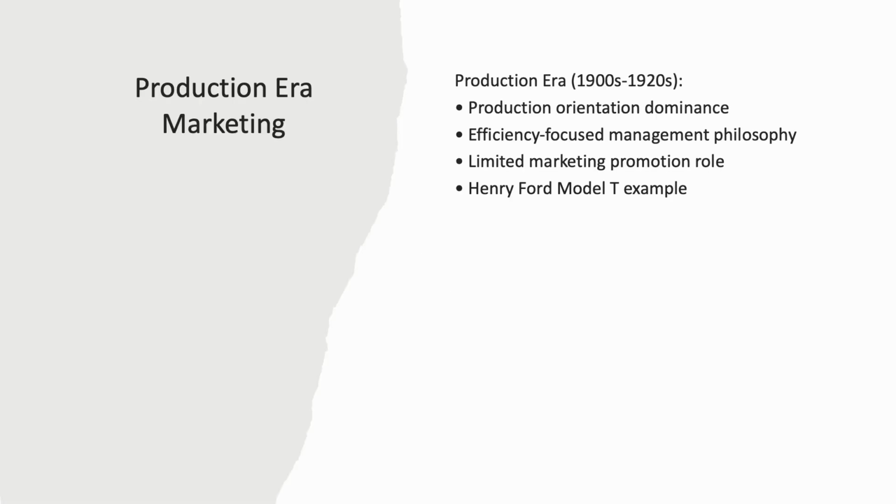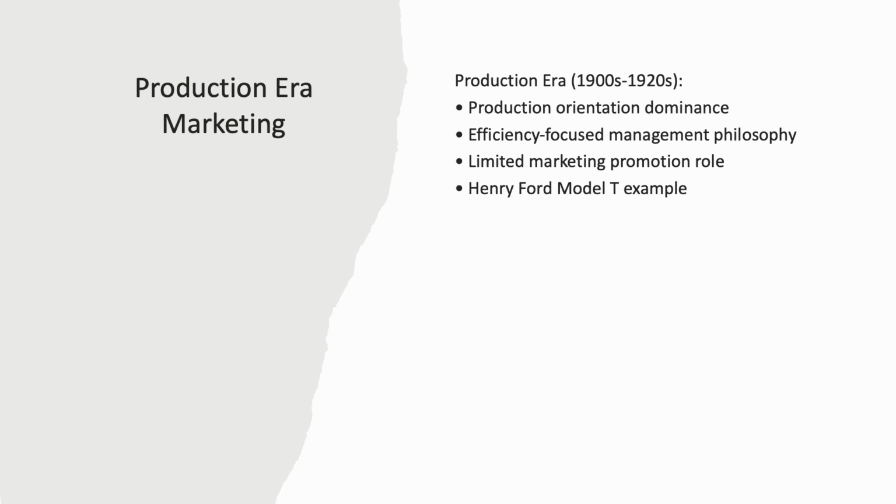The production era dominated marketing thinking from the early 1900s through the 1920s, reflecting economic conditions where supply constraints made efficient production the primary business concern. During this period, organizations operated with a production orientation, emphasizing the most efficient ways to produce and distribute products. This management philosophy assumed that customers would accept whatever products companies could produce efficiently, making production capabilities the key competitive advantage. Marketing promotions played a relatively minor role during the production era, as companies focused primarily on manufacturing and distribution efficiency rather than customer persuasion or brand building.